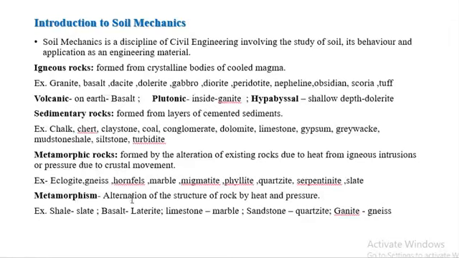Metamorphism. Metamorphism is the alteration of the structure of rock by heat and pressure. So basically in metamorphism, igneous rocks and sedimentary rocks change into metamorphic rocks by the action of heat and pressure. Some examples are shale to slate. Here shale is sedimentary rock, but slate is metamorphic rock. And basalt to laterite. Here basalt is igneous rock and laterite is metamorphic rock. Other examples are limestone to marble, sandstone to quartzite, granite to gneiss.